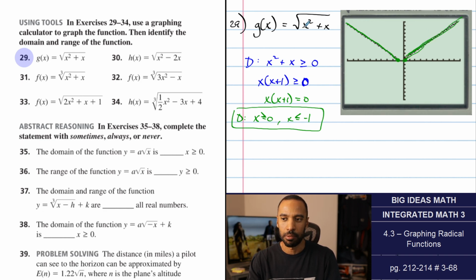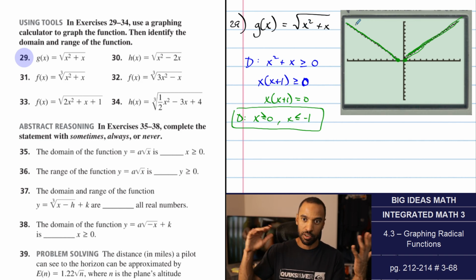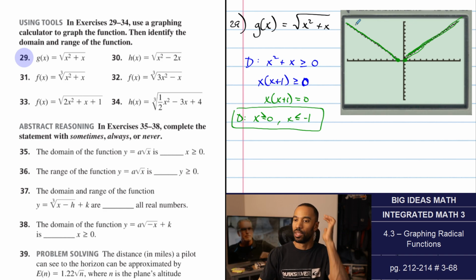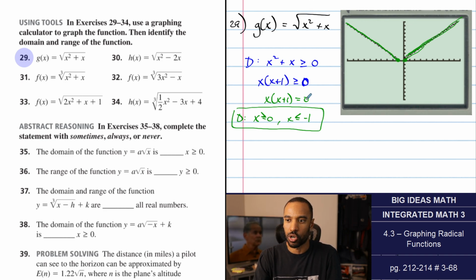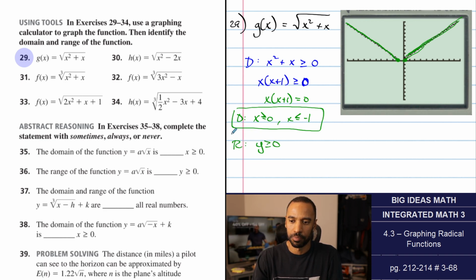You'd get -0.5 squared, which is 0.25, minus 0.5, which is a negative number. And you can't take the square root of a negative number. Now, when you plug in 0, you do get 0 out. When you plug in -1, you do get 0 out. So the lowest value you get on here is y equals 0. So the domain is here. The range is y is greater than or equal to 0.